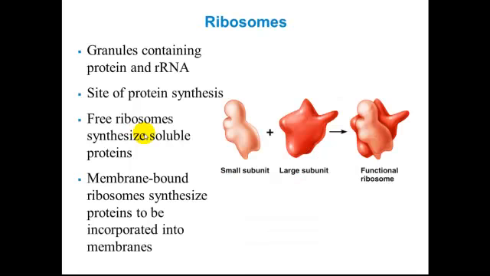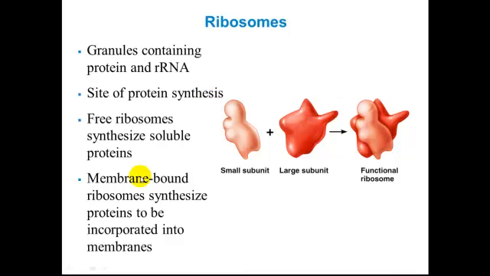Now the ribosomes, these are non-membranous. These are granules that contain protein and what's called rRNA, or ribosomal RNA. These are going to be little machines that allow protein synthesis to occur, and we will discuss how protein synthesis occurs later in Chapter 3 when we look at transcription and translation.